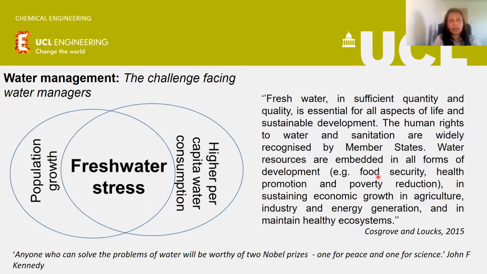So when we are talking about a sustainable development goal on water accessibility, it is connected to climate action. It's connected to food security. It's also connected to the development goal on economy. So that is why it is so very important. As the American President John F. Kennedy had said, anyone who can solve the problems of water will be worthy of 2 Nobel Prizes, one for peace and one for science. And this was said many years back, but it holds good even now.